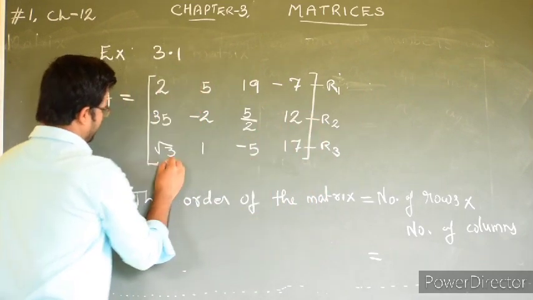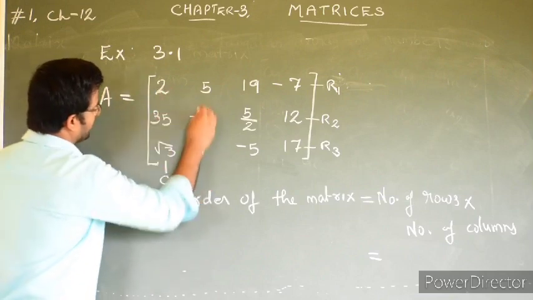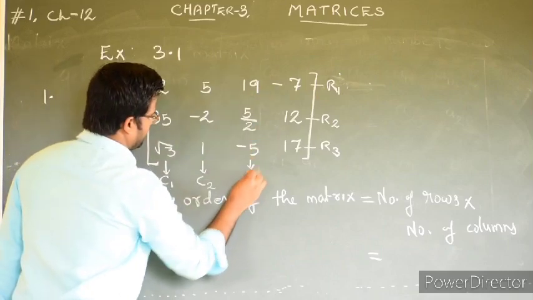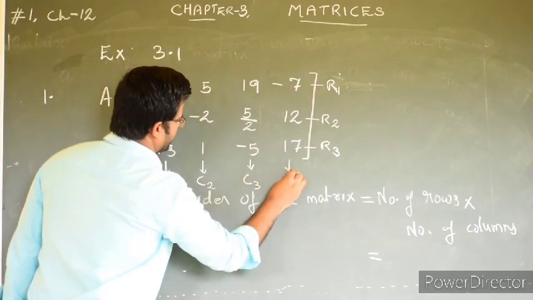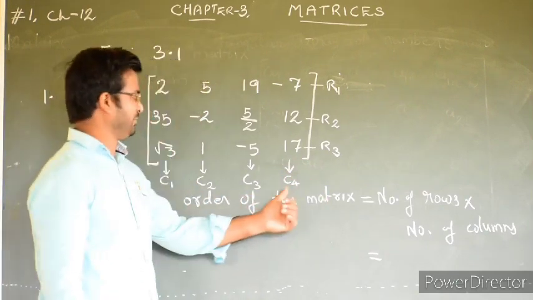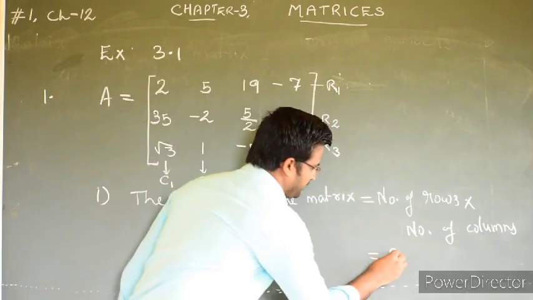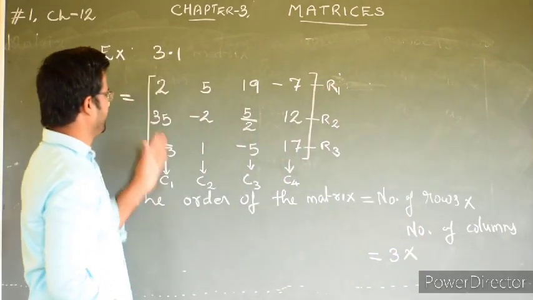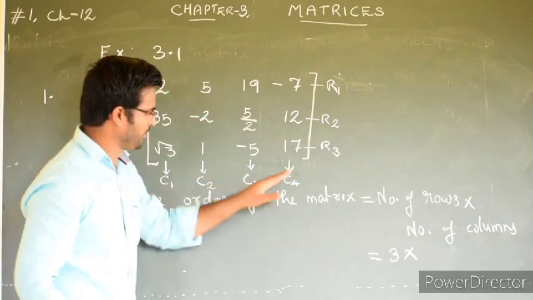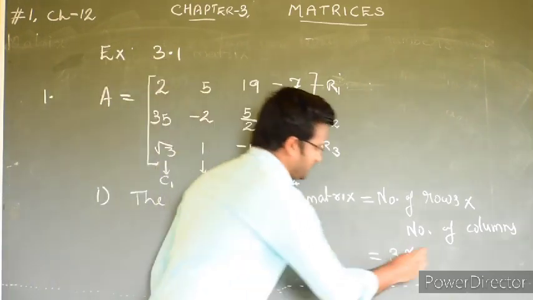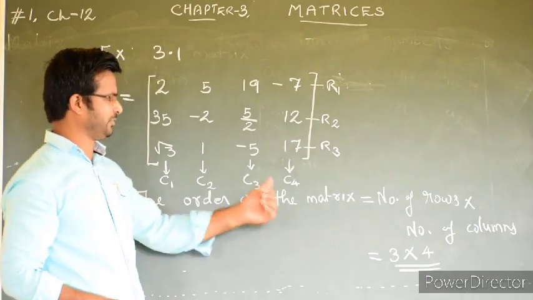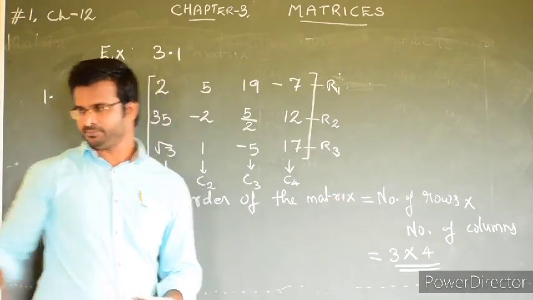And then C1, first column. This is second column. Then this is third column. Last one is fourth column. Means the order of the matrix: 3 rows are there, so 3 by the number of columns, 1, 2, 3, 4. That is our answer. The order of the matrix is 3 by 4.